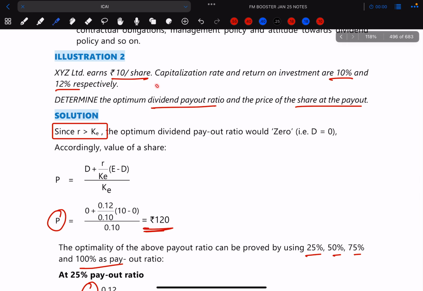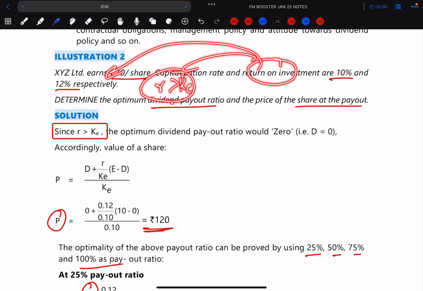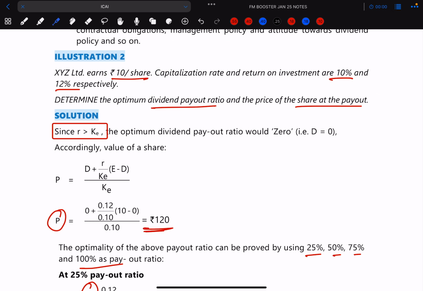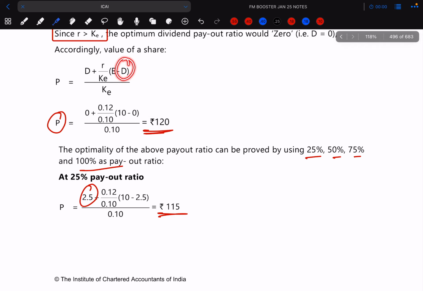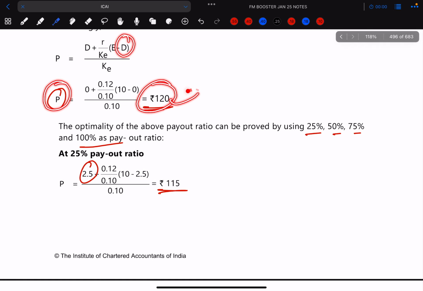So right now R is greater than K, right? I've already taught you this two times in this video itself. So R, rate of return, is greater than K. In that case, will you pay dividend? No. So it should be 0. So we'll take dividend as 0 and find the P. In that case, you'll get 120.